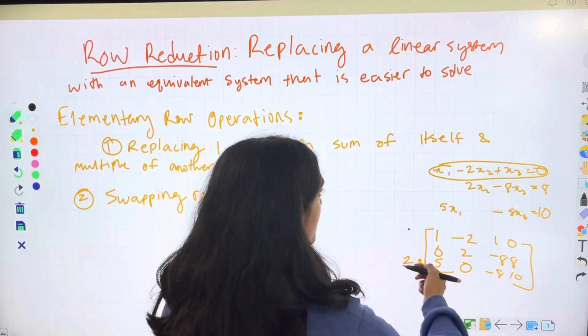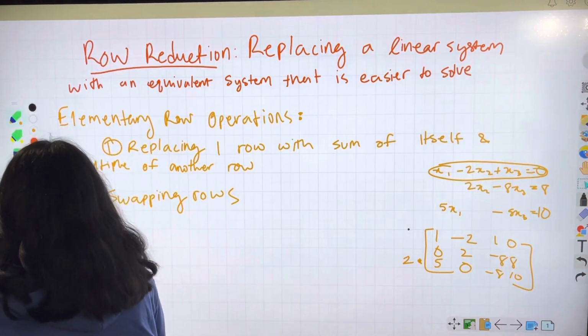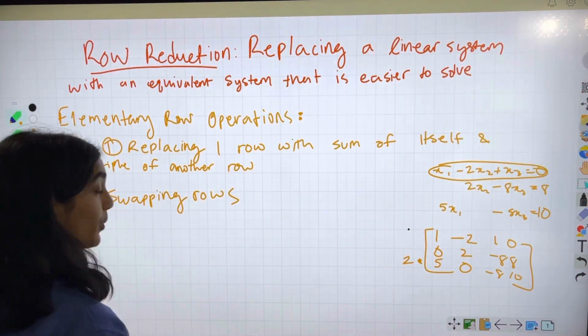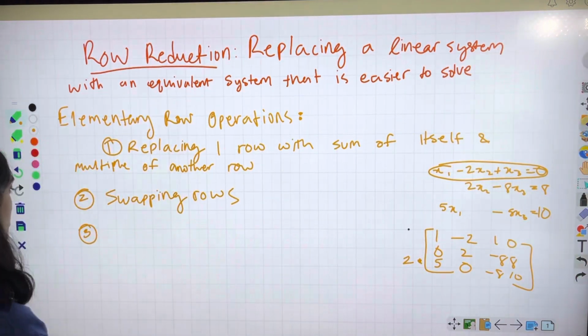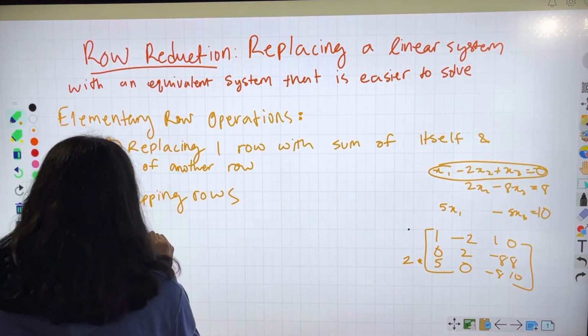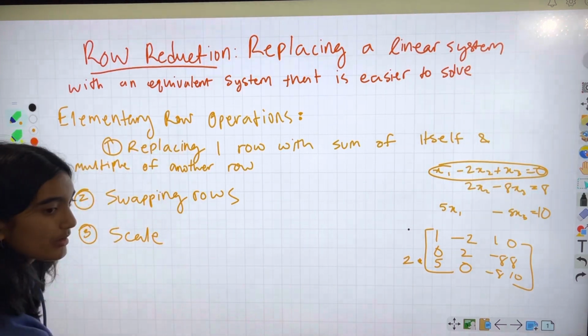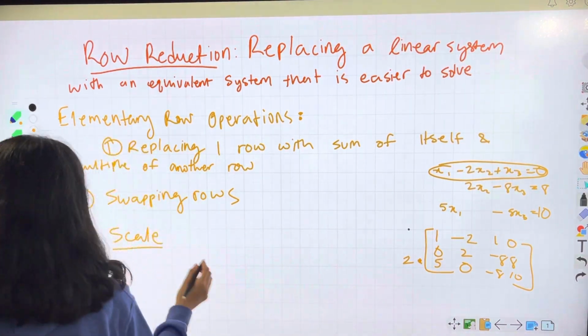Okay, what I'm just describing here is how these work, how we would actually implement them, and what they mean. So the last elementary row operation that we can do is to scale a row.